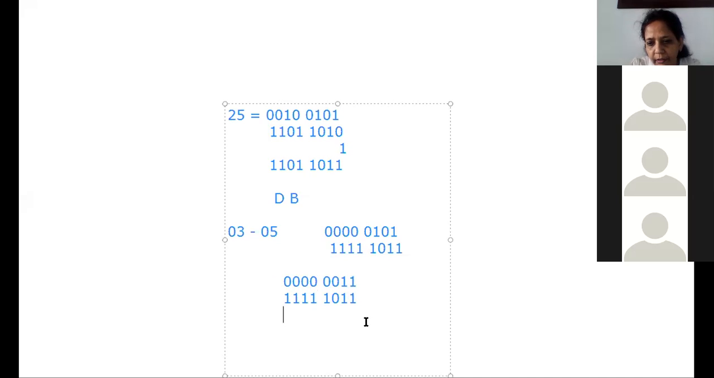If you add everything, correct? 0, 1, 1. This will be 1, 1, 1, 1, 1, 1, 1, 0. This is the answer, final answer. There is no carry now. Okay, so when there is no carry, you have to take the 2's complement of the answer. Correct? Is there any carry? No, because there is no extra bit here. So there is no carry. So what is the final answer here? FE. Take the 2's complement of it.